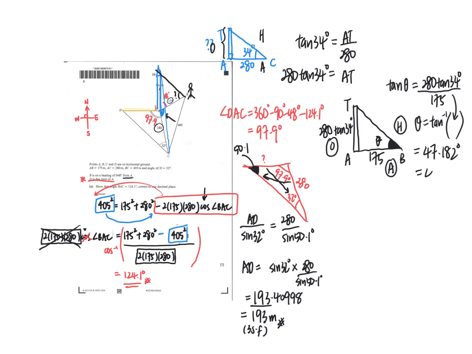(47.182). So 47.2 degrees. Okay? So if you can conquer trigo, you can conquer anything. You can conquer Paper 2.